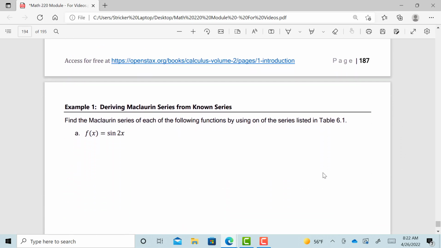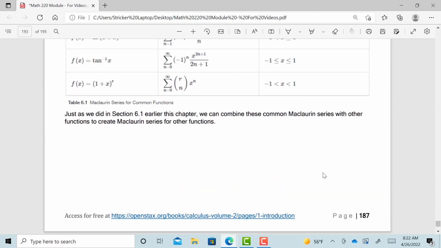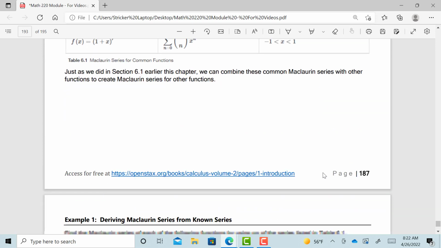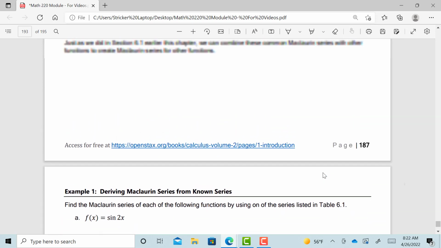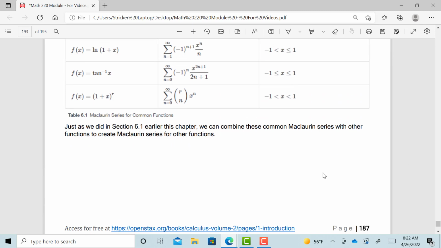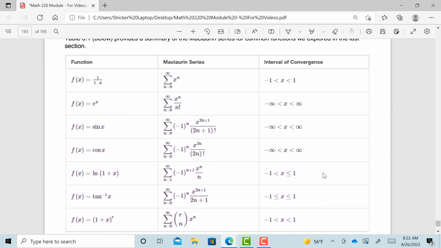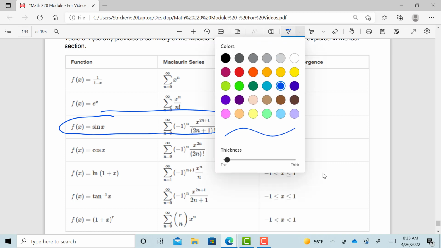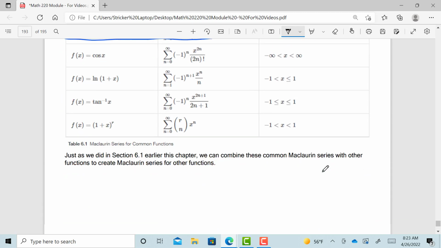Example 1 says find the Maclaurin series of each of the following functions using the series listed in table 6.1. And on exam 3, you will be provided with this table. Notice our function is sine 2x. The series that we're really interested in is the Maclaurin series for sine x. We see that sine x is equal to the sum of negative 1 to the n, x to the 2n plus 1 over 2n plus 1 factorial. So let's go ahead and write that down.